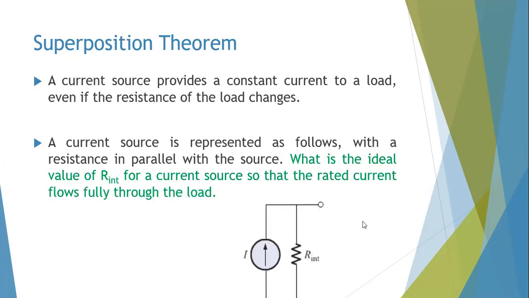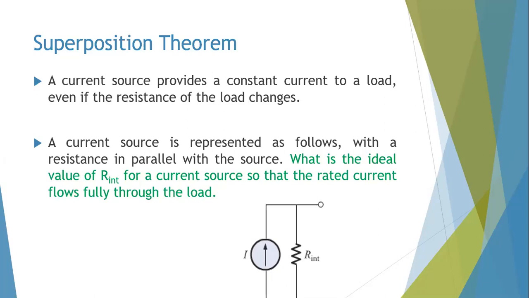Now let's look at the current source. A current source is shown as follows. It's shown as a circle with an arrow, and typically at the side of it you have the current rating. As you can see now, the internal resistance of your current source is not shown in series with it. Sorry, it's actually shown in parallel to it. So that's one important difference. We'll understand why as we go along. Now, what is written in green here is the ideal value of R int for a current source so that the rated current flows fully through the load. So let's consider what this means.